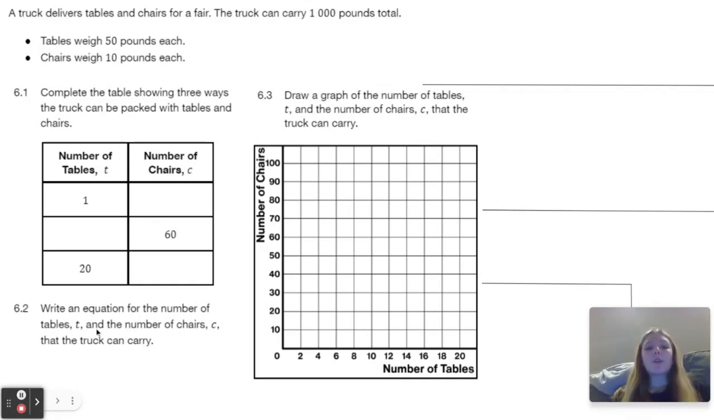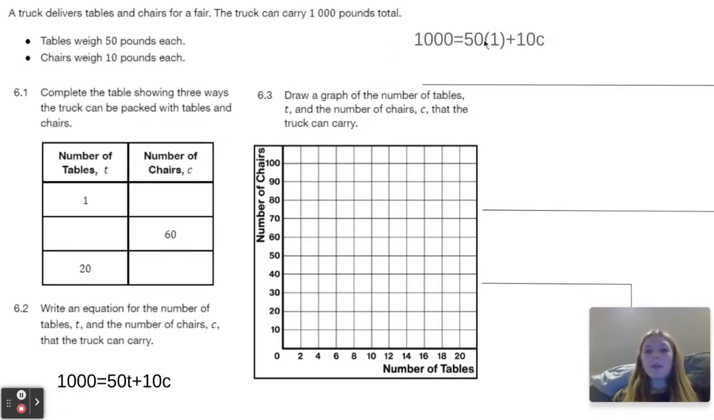So, write an equation for the number of tables, T, and the number of chairs, C, that the truck can carry. So it said that tables weigh 50 pounds each, so 50T, because 50 pounds per table, and then 10 pounds per chair. So 1,000 equals 50T plus 10C. So once we have that, we can do the work to solve this.